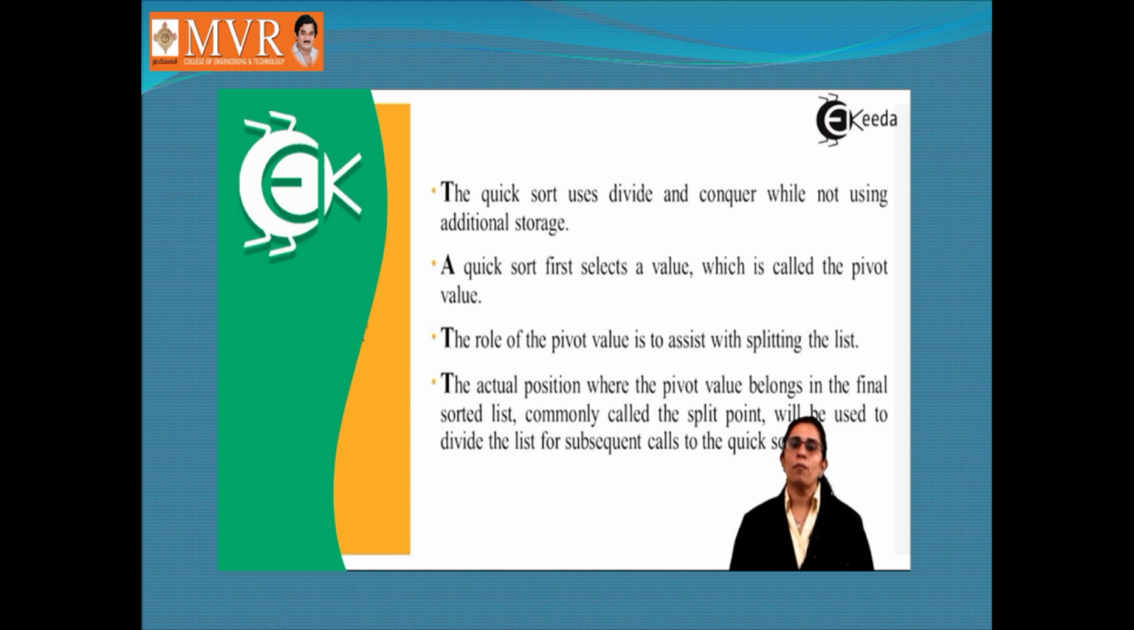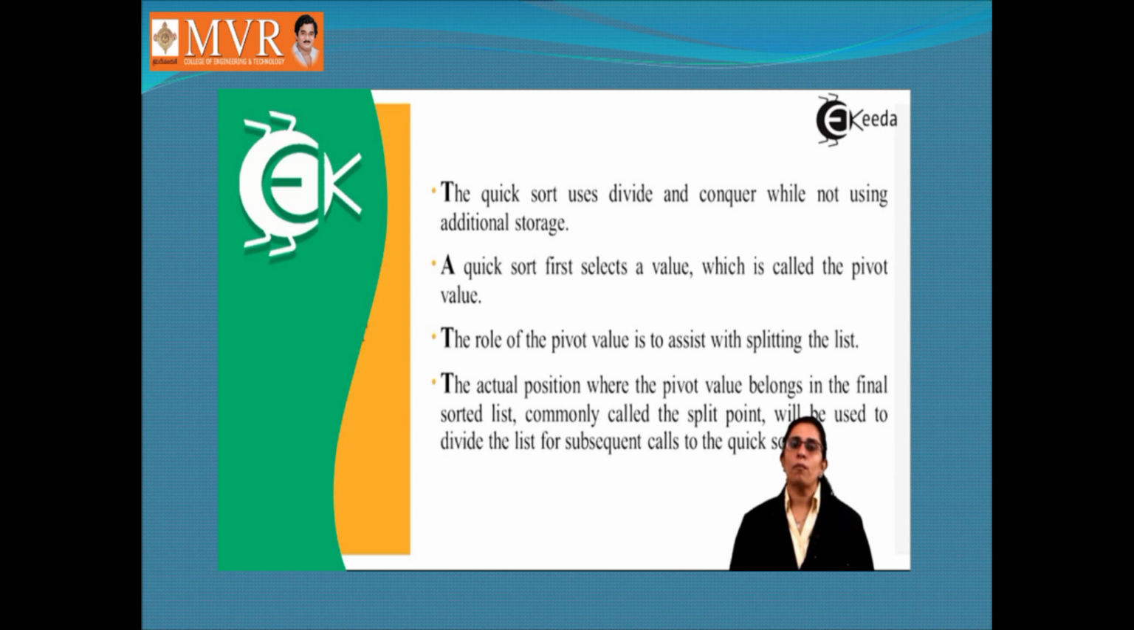A quicksort first selects a value which is called the pivot value. In this quicksort algorithm, we will use a term known as pivot element or pivot value. This term will come every time in your quicksort algorithm. So remember this name, pivot value or pivot element.